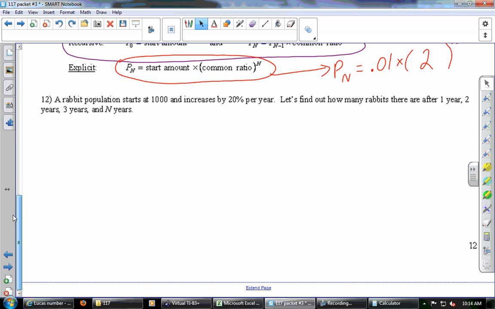Let's see if we can dive into number 12. Who's our reader now? Mike, did you read already? Yeah. You did. Melissa, can you read 12, please?